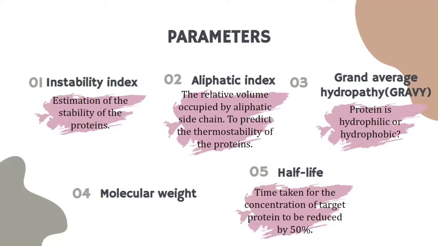Next is the aliphatic index. It is the relative volume occupied by aliphatic side chains. It may be regarded as a tool for the prediction of thermostability of the protein. The third one is the grand average of hydropathicity. The GRAVY value will give the idea of the hydrophilic or hydrophobic nature of the protein. It gives the idea whether the protein is hydrophilic or hydrophobic. And the half-life is the time taken for the concentration of the targeted protein to be reduced by 50%.